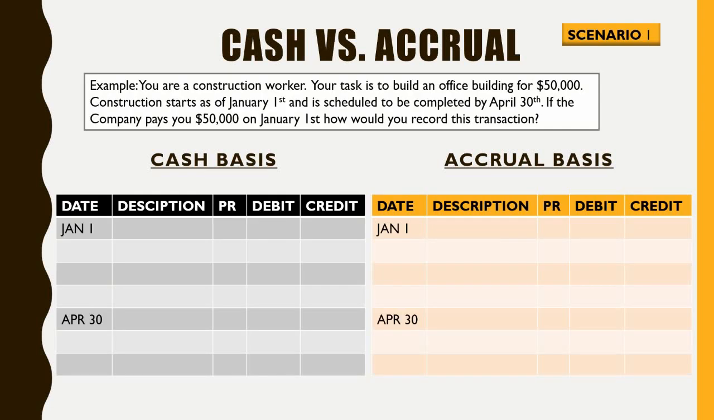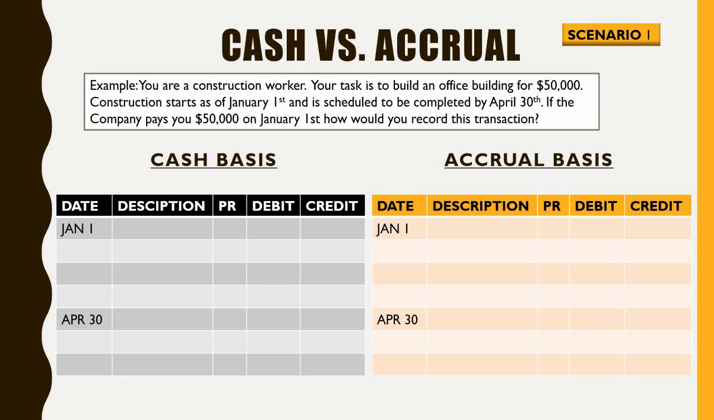Okay. So then let's go ahead and talk about an example here, and how we are to record using cash basis versus using an accrual basis. The very first example is this: you are a construction worker, and your task is to build an office building for $50,000. The construction starts as of January 1st and is scheduled to be completed by April 30th.